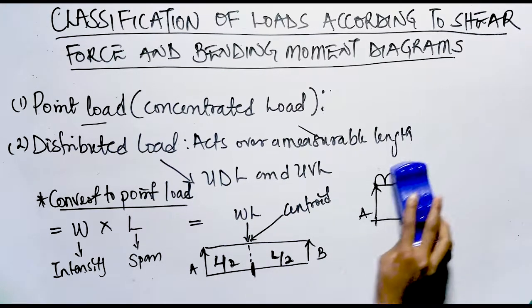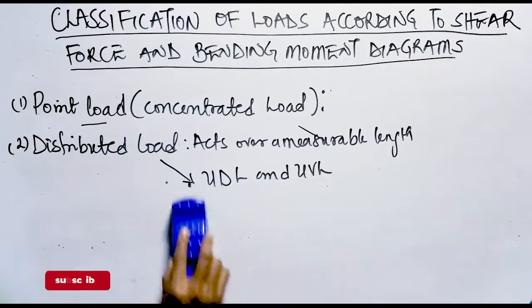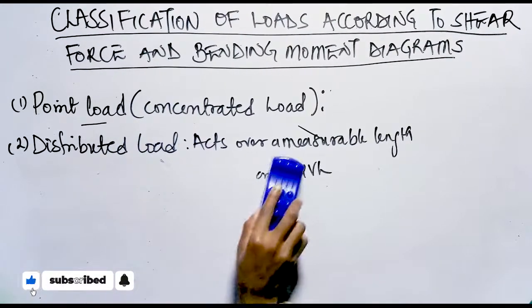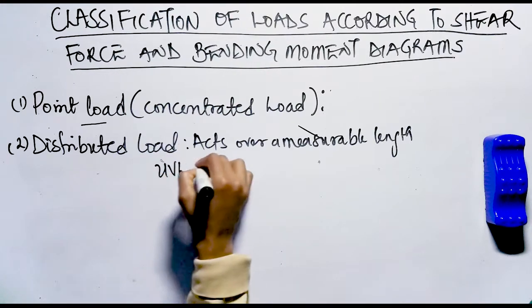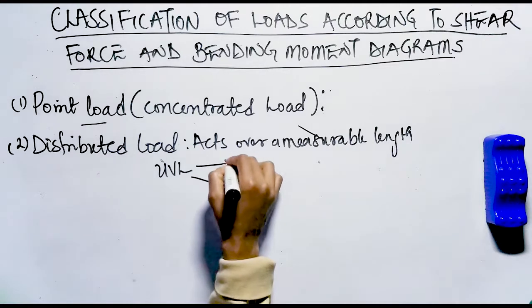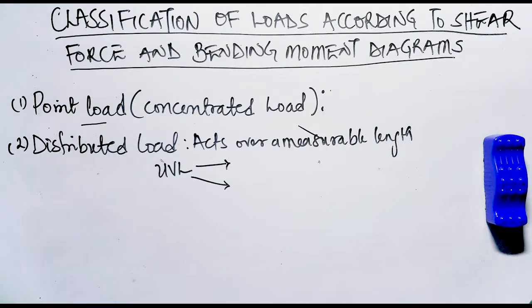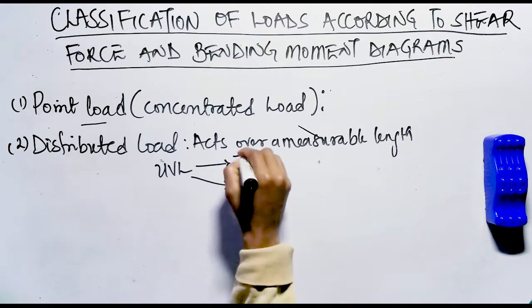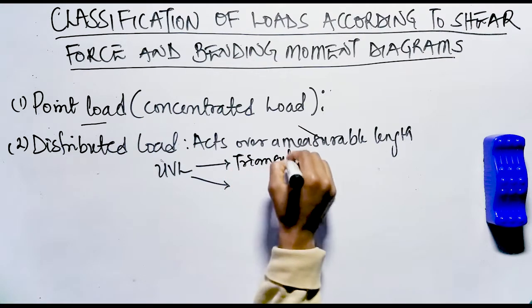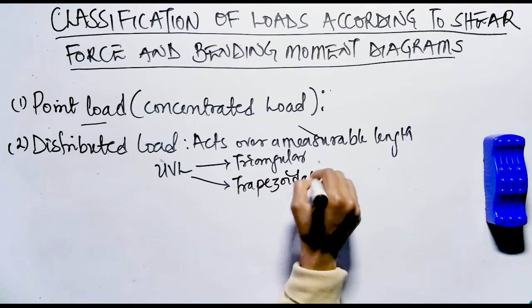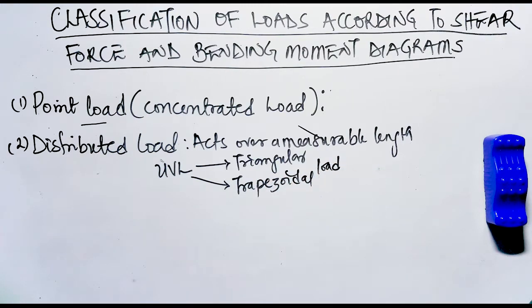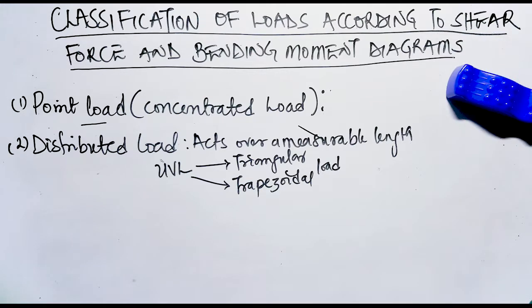When we talk about a UVL, which is uniformly varying load, like a UDL, it is spread over a measurable length, but the difference is the UVL is spread over a measurable length with the rate of loading varying from one point to another. It's of two types. It is of triangular load and trapezoidal load. We're going to talk about both of them. So for a better understanding, I'm going to use a free body diagram to illustrate what a triangular load is.